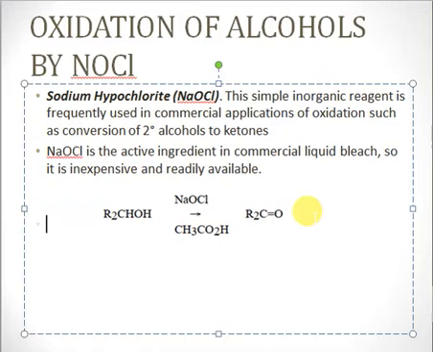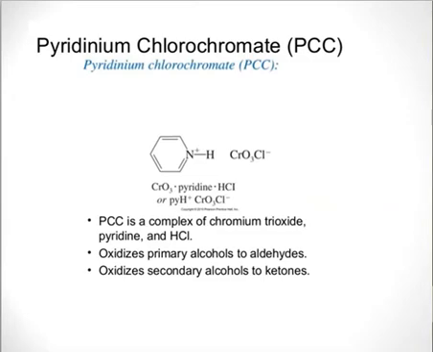However, if you want to carry out the oxidation of secondary alcohols to ketones, you may try this reagent because it's very inexpensive and readily available. Now we have PCC. PCC stands for Pyridinium Chlorochromate, right? This is the structure of Pyridinium Chlorochromate, a complex of chromium trioxide with pyridine and HCl. The advantage is that this reagent can oxidize primary alcohols to aldehydes, and it can oxidize secondary alcohols to ketones as well.